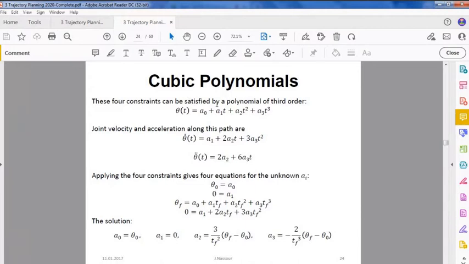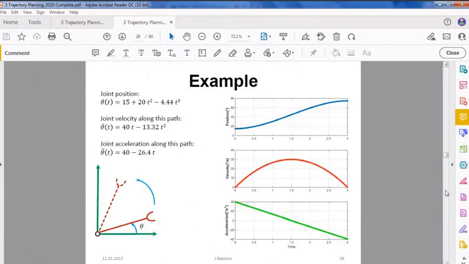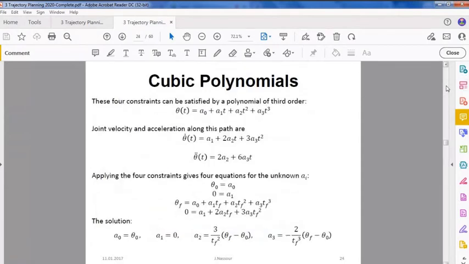Okay, I show you. Based on the position equation, at t equal to 0, from this graph, we know that the position is 15 degrees. So that's the answer for that. So A0 equal to theta 0. When you put t equal to 0, all the other terms are 0, so you get theta at time 0 equal to A0. What is the value of theta? The value of theta is 15 degrees. So theta 0 equal to 15.